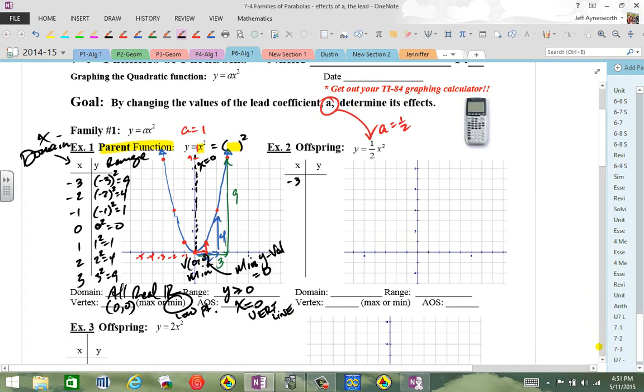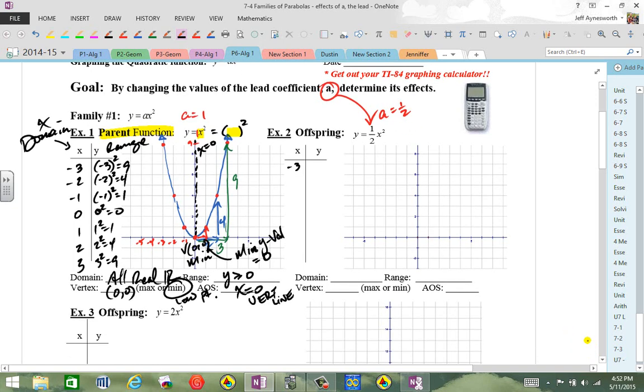We want to learn the effects of a where it changes from 1 to 1/2. What happens when a gets smaller? Like a fraction, like 1/2, 1/3, 1/4, as it approaches 0. Well, I don't know. Let's figure it out. Well, I do know, but you need to know. So we got to do this.